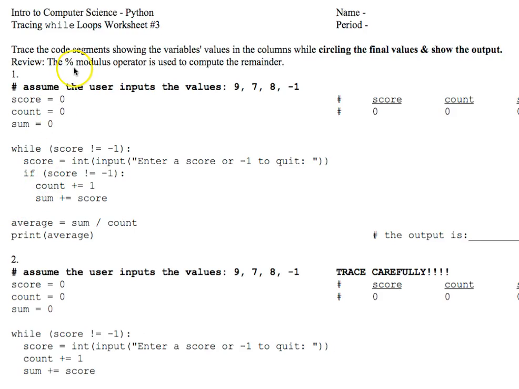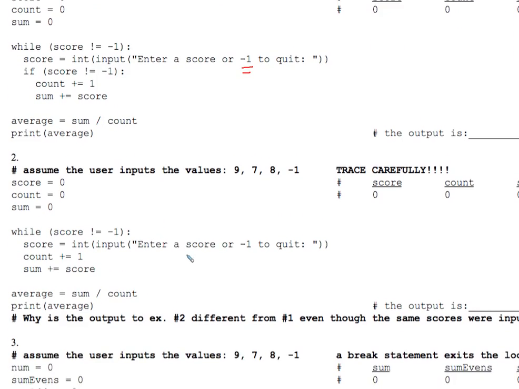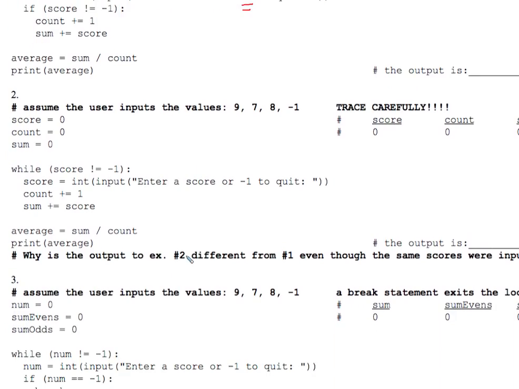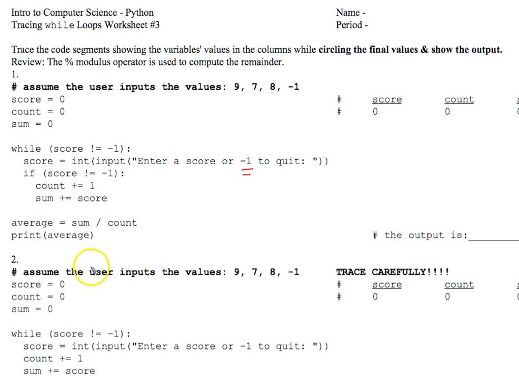Mr. Minnick helping his students with Tracing While Loops Worksheet 3, which in Python uses sentinel values, such as -1. What else is new on this worksheet that we haven't studied yet from a previous worksheet? Break statements. Right here's a break. When we get to number 3, that's a little tricky. So let's get ready for that soon.